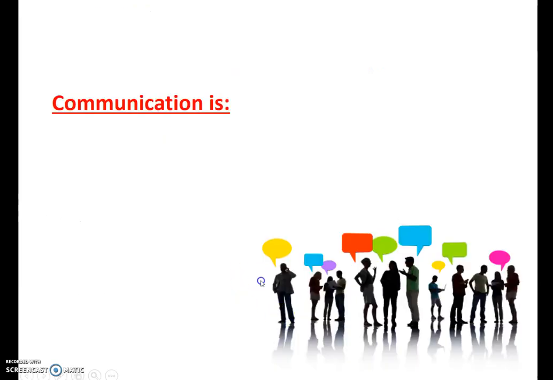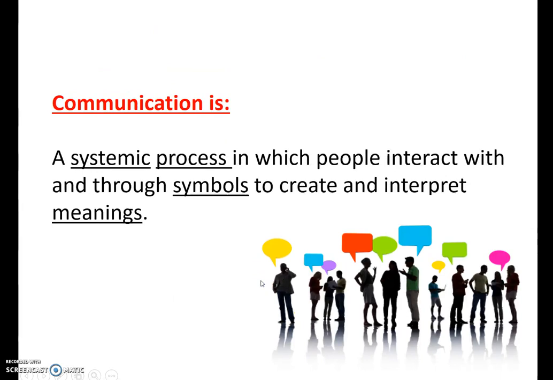Okay, so let's just look at it one last time. Communication is a systemic process. It happens within a system. It's an ongoing process that's hard to tell when it starts and stops, in which people interact with and through symbols. Symbols are the way that we can communicate to create and interpret meanings. All right, so all of that is important to remember as we're working our way through this class.